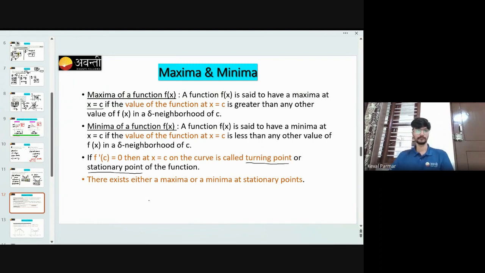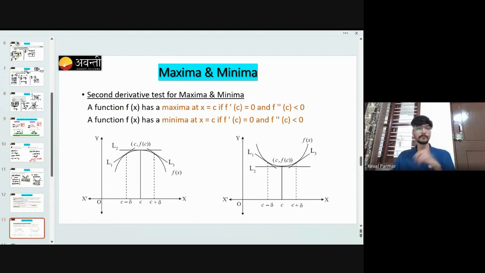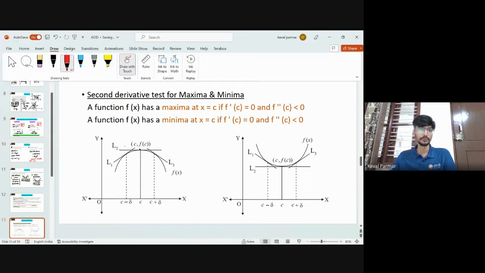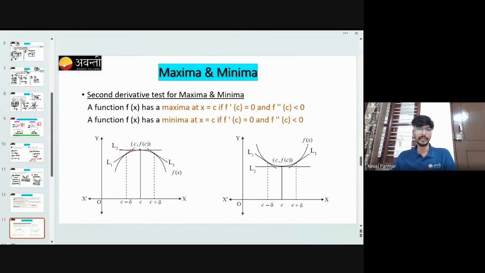Got it? So let's understand it with a graph. It will be more clear. So here, as you can see in this graph, this is the point where the tangent is drawn. That is the line L2. And it is parallel to the x-axis. Means it has slope 0. So that means the slope of this tangent is 0. This point, which is point C, is a stationary point.